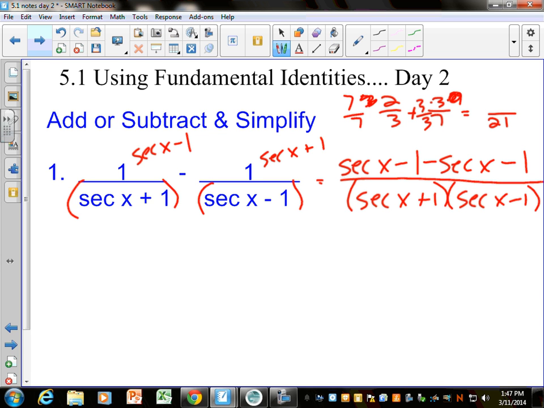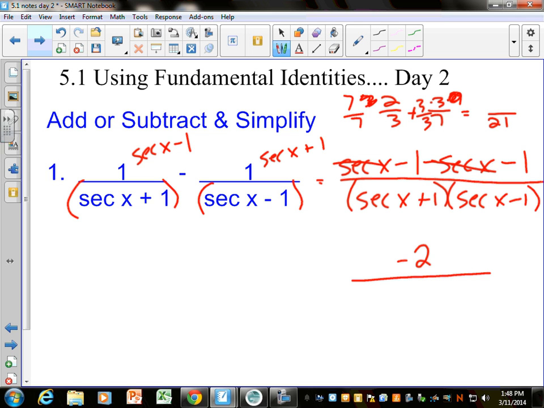That's the algebra step. Now comes the simplifying step. On the top, if I take secant x minus secant x, do you agree that those just are gone? They cancel out? Secant x minus secant x. That's why it's important to pay attention to the negative. And I'm left with negative 1 minus 1, which is negative 2.